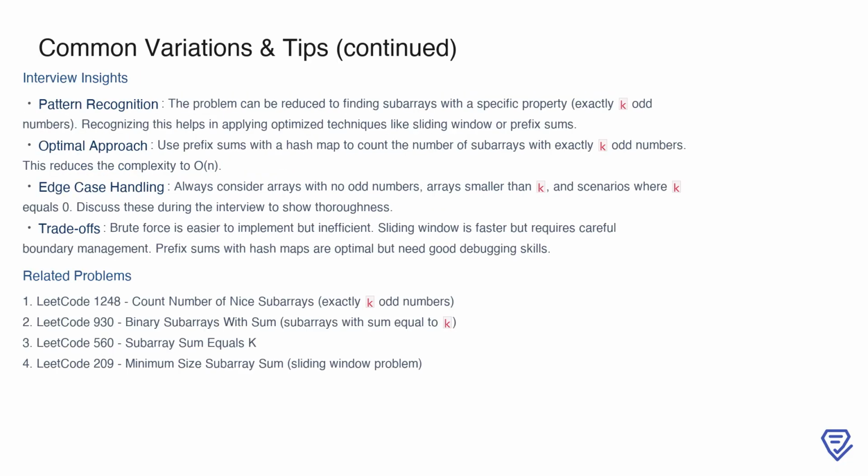Understanding the insights behind this problem can make a big difference, especially in an interview setting. One key insight is recognizing the pattern that this problem boils down to finding subarrays with a specific property, exactly k odd numbers. Once you identify this, you can apply optimized techniques like sliding window or prefix sums. An optimal approach involves using prefix sums with a hash map to efficiently count the number of subarrays with exactly k odd numbers, which reduces the time complexity to O(n).